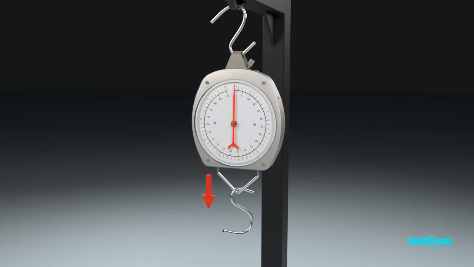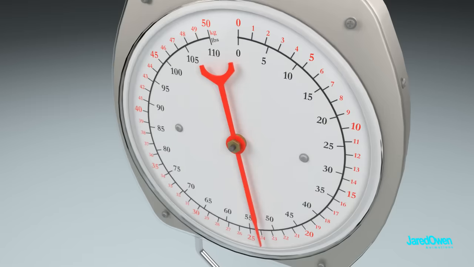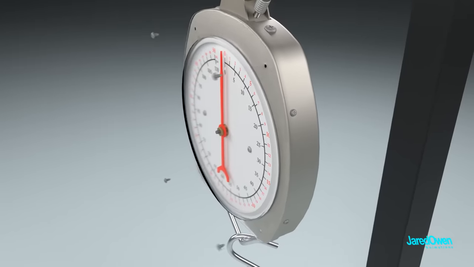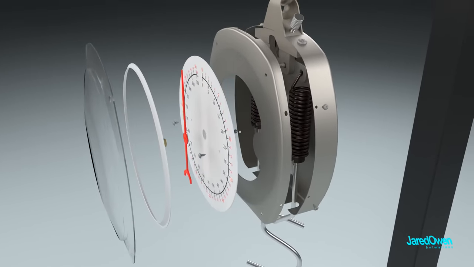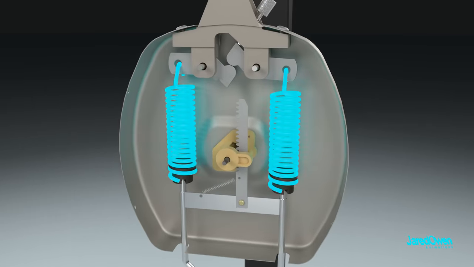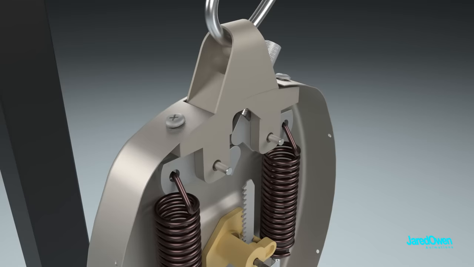The more weight, or the harder that you pull on the bottom, the more that the red pointer spins on the inside. Take away the weight, and the red pointer goes back to zero. Let's take it apart and see what's on the inside. The first thing you'll notice are two large springs on the inside. They are hooked onto the top piece, which is bolted to the frame of the scale.